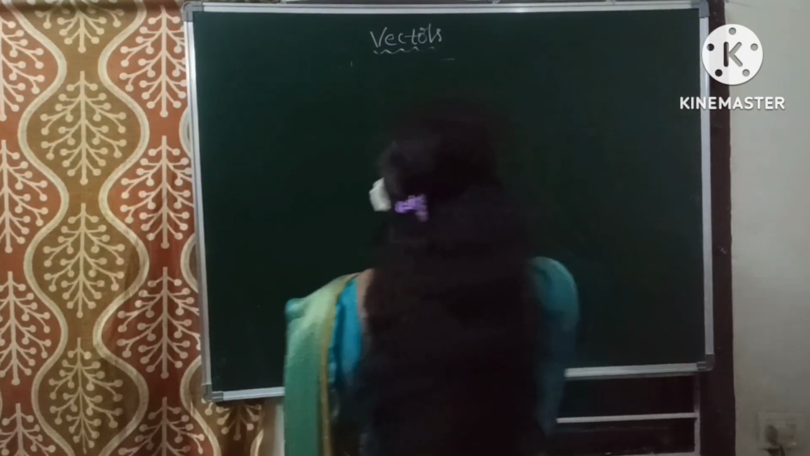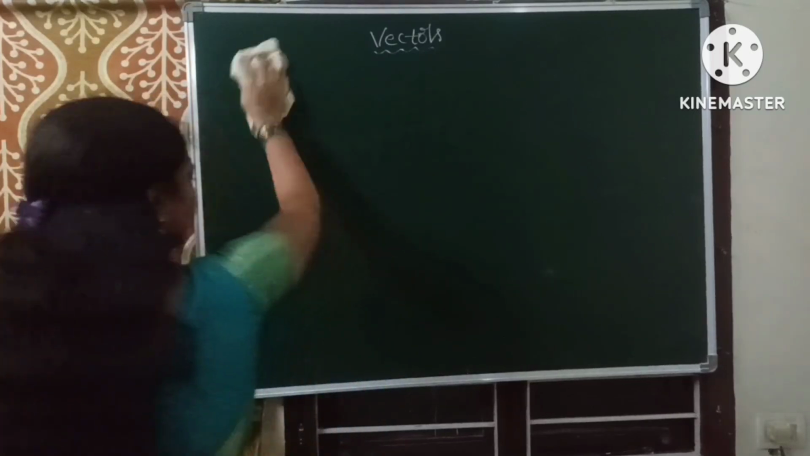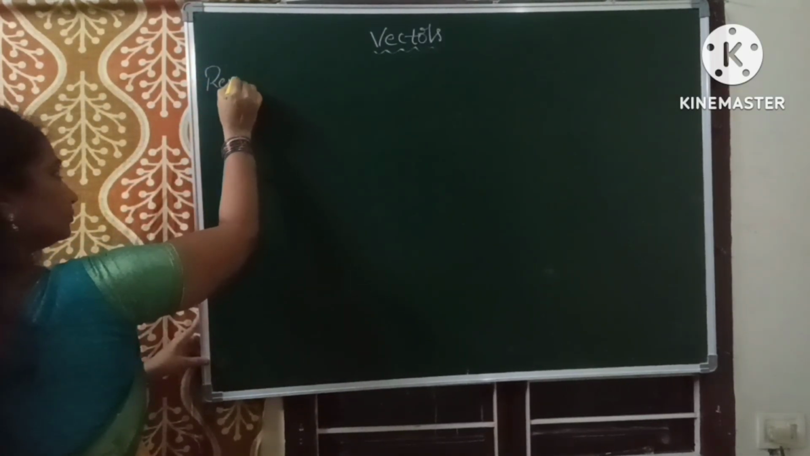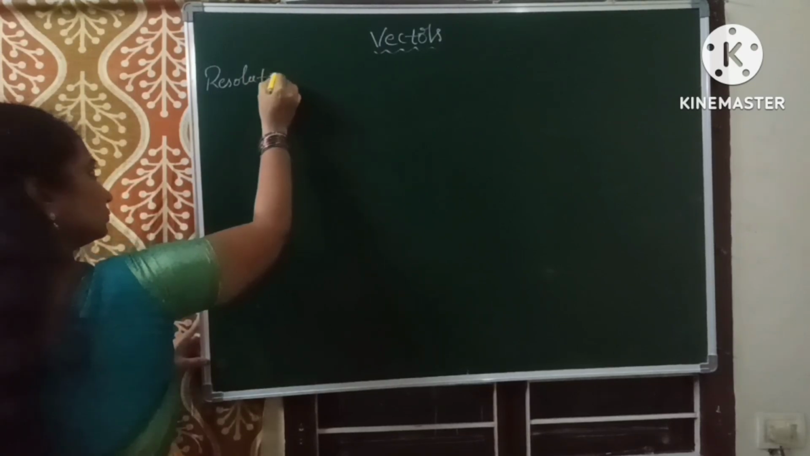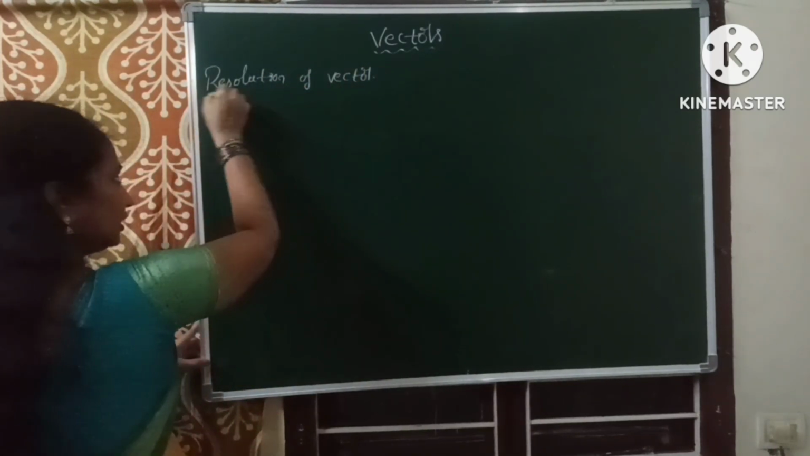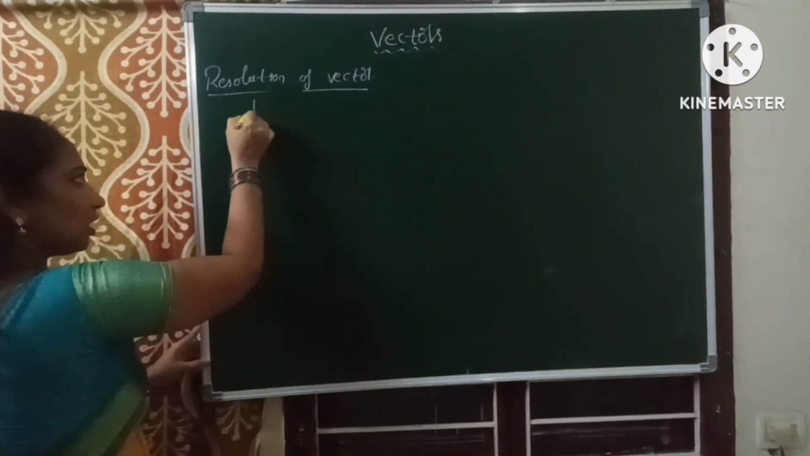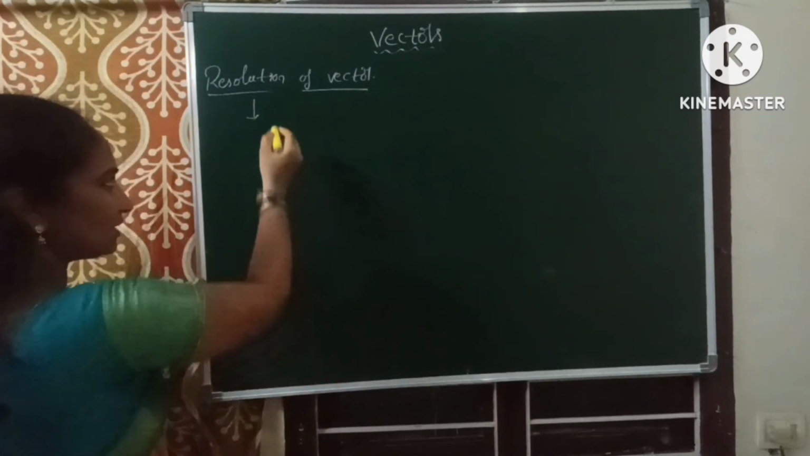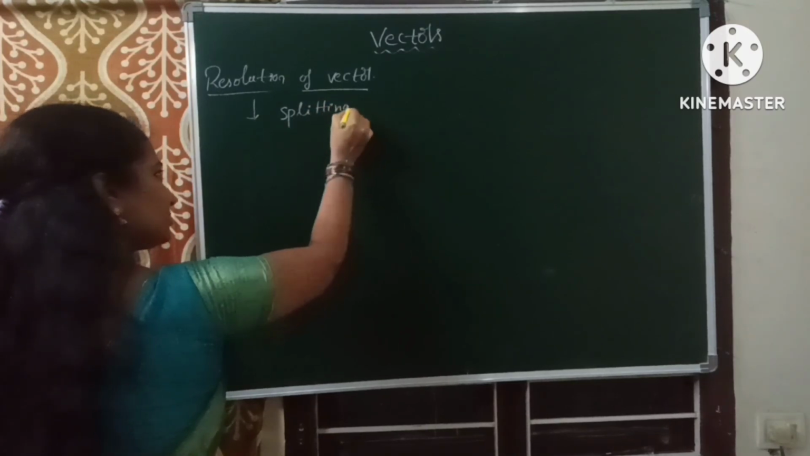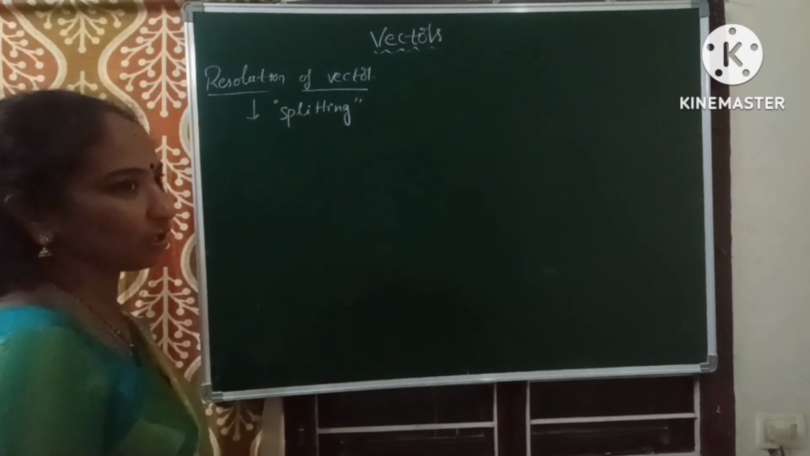Now, very important, one more point in vectors only. Resolution of vectors. Resolution means what? Resolving. That means resolution is nothing but splitting of a vector. When we split a vector, we call it resolution. Splitting.